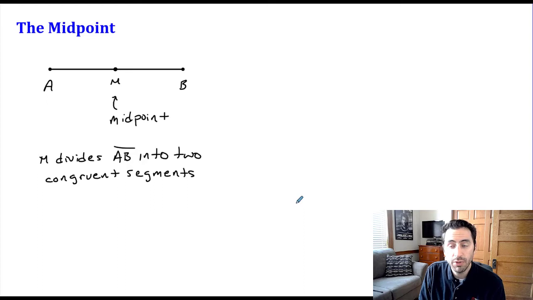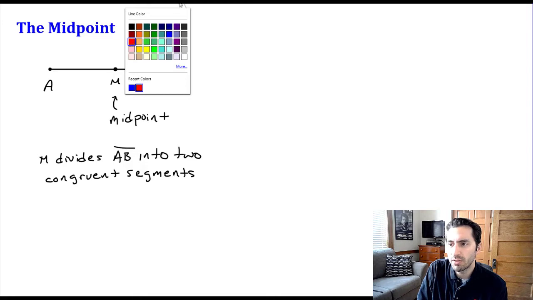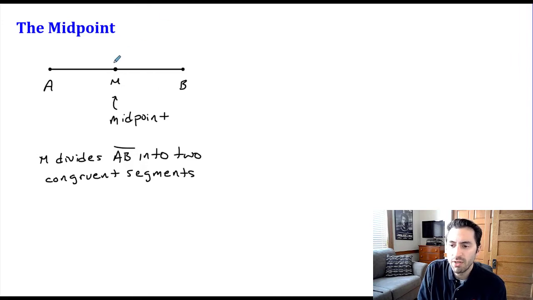Now let's talk a little bit about notation. Congruent segments, we can mark with small tick marks on them. So if M is right in the middle, these two segments have to have the same length. So AM and MB are congruent to each other. We can mark that with these two little red dashes.